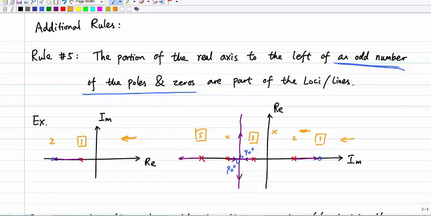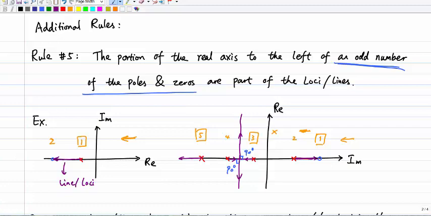So you see this part is part of the locus because it is to the left of the odd number 1. This is also part of the locus, to the left of odd number 3. This is also part of the locus because all the way to infinity, of course, it is to the left of odd number 5. For this one, it is just between 0 and 1 or 2. It is part of the locus because it's between 1 and 2. Actually, if I only have 1 zero and 1 pole, this is exactly going to be the locus, because this real part must be part of the locus.